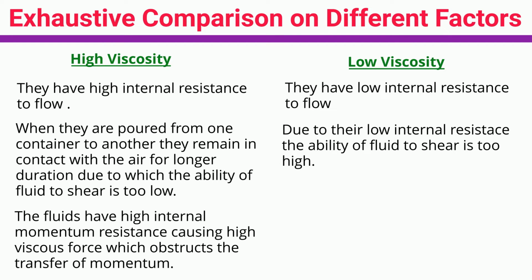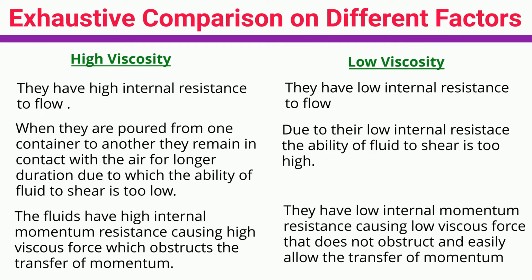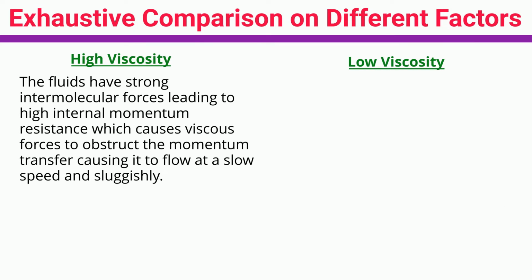High viscosity fluids have high internal momentum resistance, causing high viscous force, which obstructs the transfer of momentum. Low viscosity fluids have low internal momentum resistance, causing low viscous force, that does not obstruct and easily allows the transfer of momentum. High viscosity fluids have strong intermolecular forces leading to high internal momentum resistance, which causes viscous forces to obstruct the momentum transfer, causing them to flow at a slow speed and sluggishly.